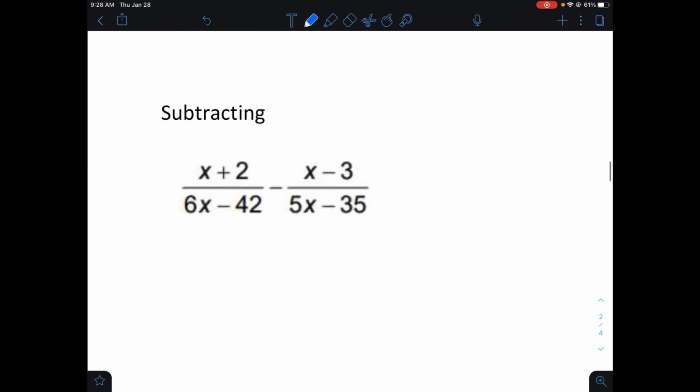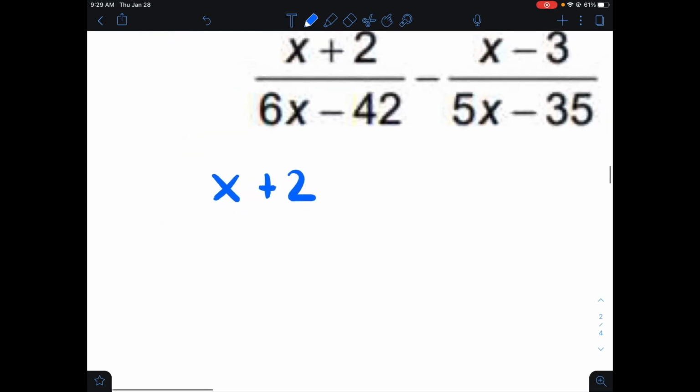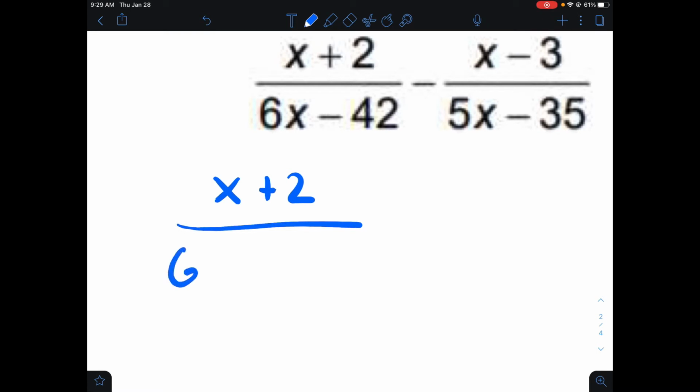So now let's go ahead and try subtracting. So again, it's pretty much the same thing. You have to make sure that you first factor everything and then work on getting a common denominator. So here we can't factor anything on the top. We got x plus 2. On the bottom we have a 6 and a 42. So I'm looking, I could probably take a 6 out of there. So let's factor a 6 out and we get x minus 7.